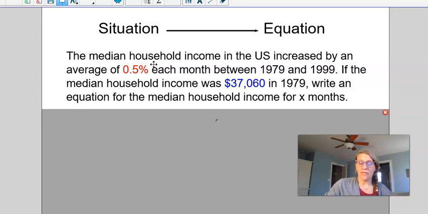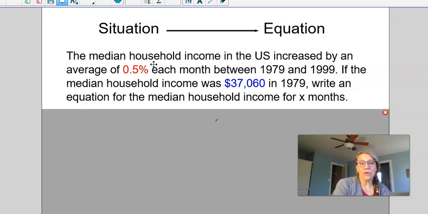If it's not bigger than 1, then it's going to decrease. So we want it to increase by 0.5%. Keep in mind, 0.5% as a decimal is not 0.05, and it's not 0.5, because that is 5% and 50%. We want 0.5%. So that's going to be 0.005.